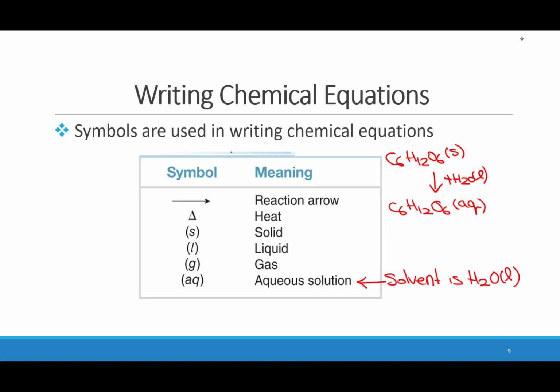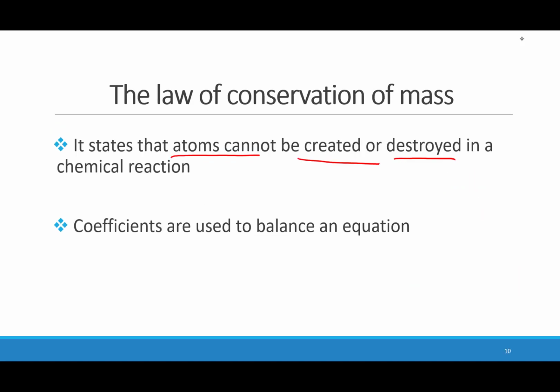Then we've already talked about aqueous solution, which means your solvent is water. Like this example, if you dissolve solid sugar in liquid water, the states become aqueous. That means the solvent is water. Then let's just go over the law of conservation of mass one more time: no atoms are created nor destroyed. Then we use those coefficients in front of each of the reactants and products to balance our chemical equation. Okay, we call them coefficients.